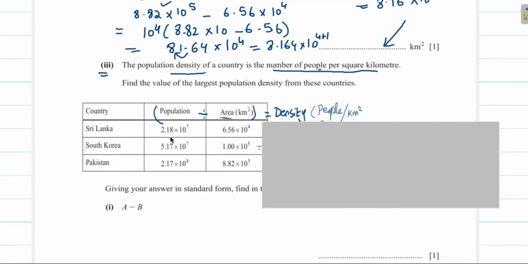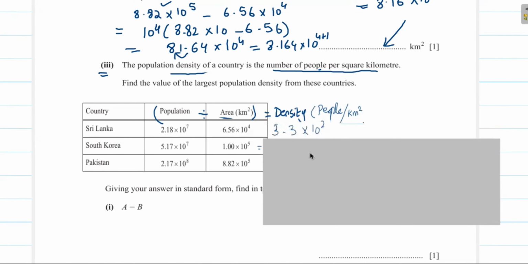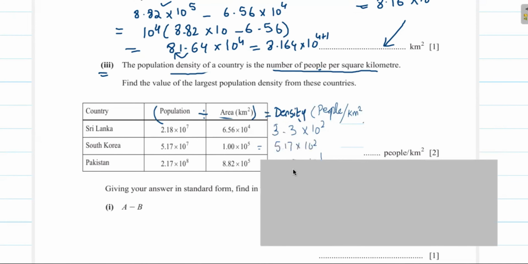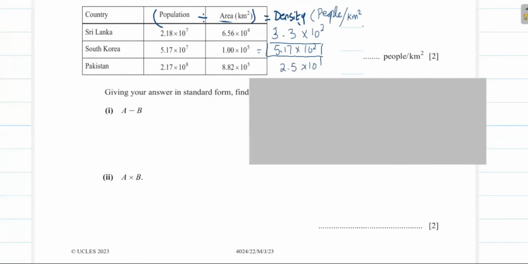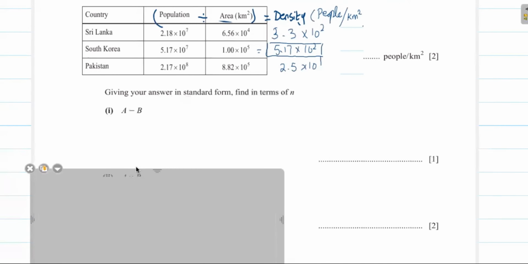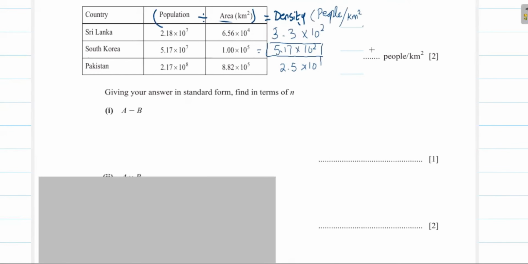Now see here, 2.18 multiplied by 10 power 7 divided by 6.56 into 10 power 5, we get 3.3 into 10 power 2. Same, we divide 5.17 multiplied by 10 power 7 by 1 multiplied by 10 power 5, we get 5.17 into 10 power 2. And same for the population of Pakistan divided by area, we get 2.5 into 10 power 1. This value is the largest value, and this is the answer. We can write here 5.17 into 10 power 2. Now we write here the maximum population density is 5.17 into 10 power 2 is the answer.